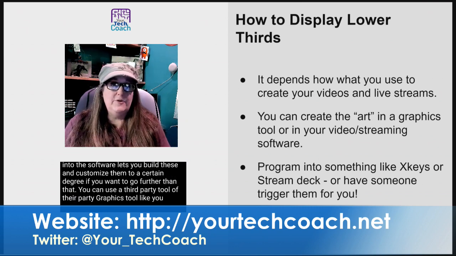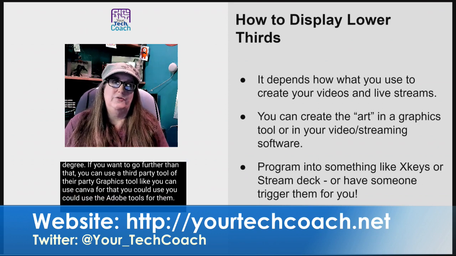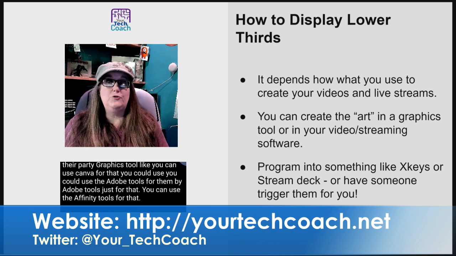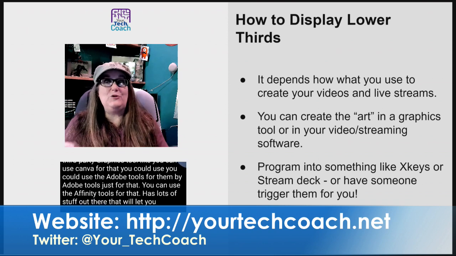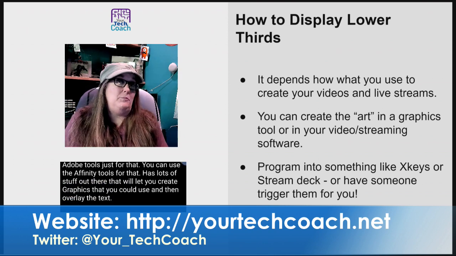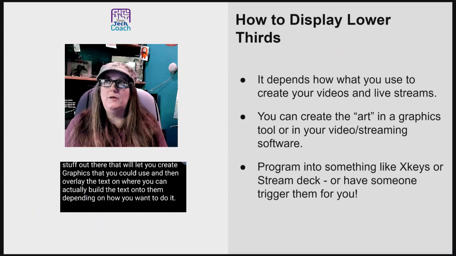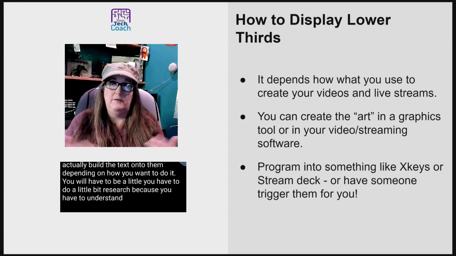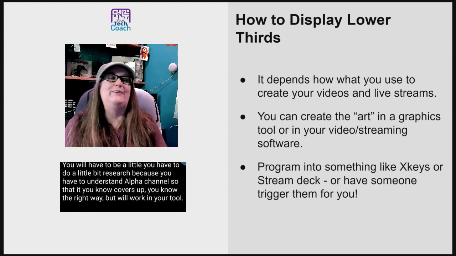You can use Canva for that. You could use the Adobe tools, but don't buy Adobe tools just for that. You can use the Affinity tools. There's lots of stuff out there that will let you create graphics that you could then overlay the text on, or you can build the text onto them, depending on how you want to do it. You'll have to do a little research because you have to understand alpha channels so that it covers up the right way and works in your tool.